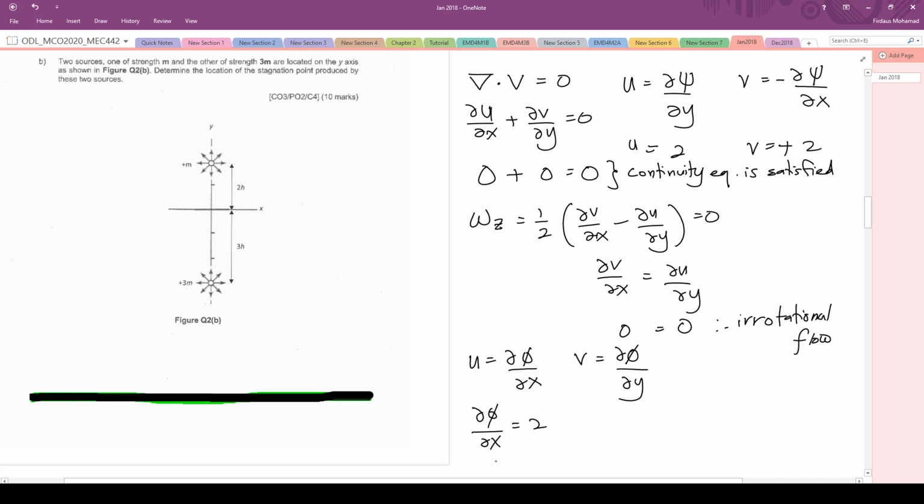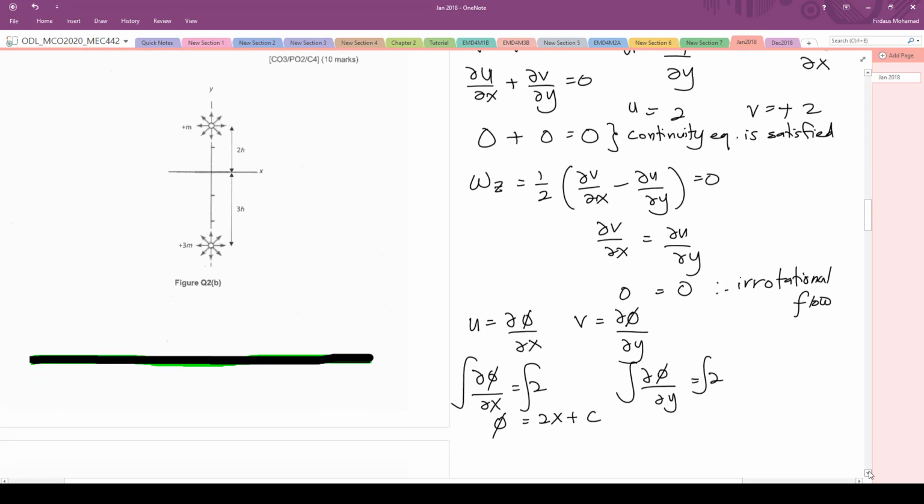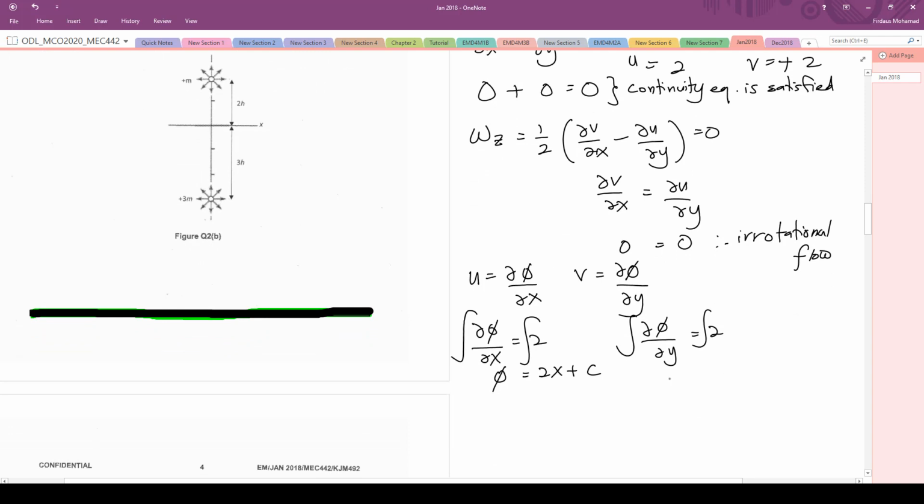In order to get the velocity potential, we integrate with respect to x, so we get phi equal to 2x plus c. Then for v, d phi over dy equals v, which is also 2. Integrating with respect to y, we obtain phi equal to 2y plus c. So the final answer for the velocity potential is 2x plus 2y plus c. This is your answer.